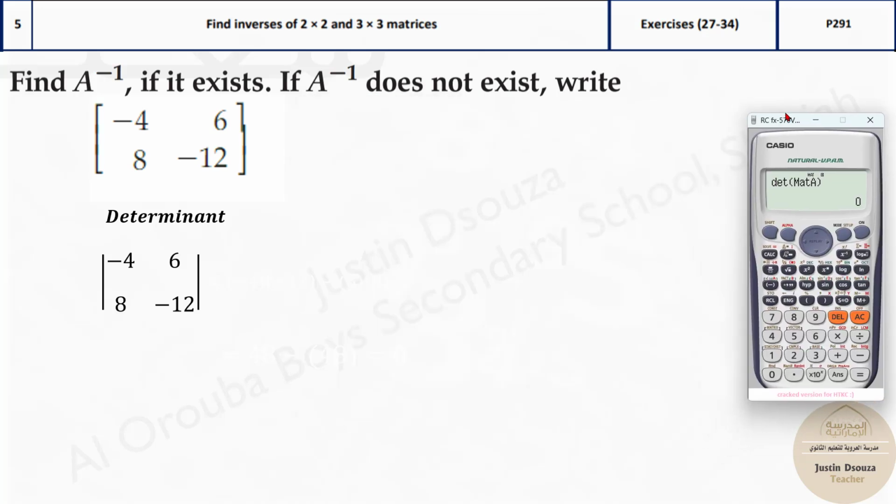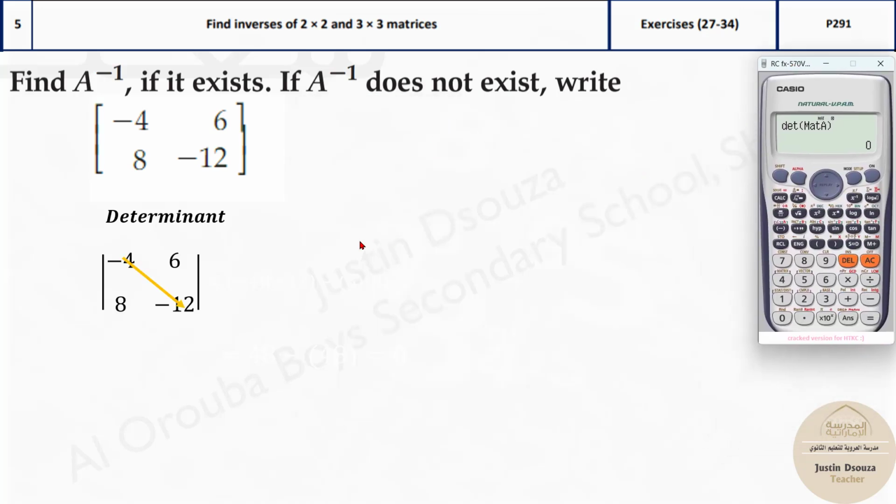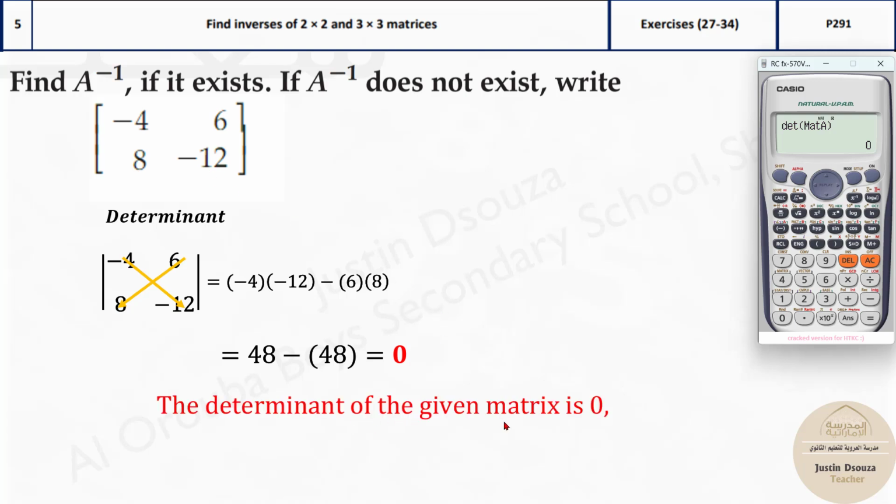Over here, I have done the written method. You can follow this as well. But the calculator method is more than enough. You just have to find the determinant. These opposite things are multiplied to each other and minus the other thing. So it's first left to right minus right to left. And then find the determinant. Your determinant is 0. That means this is a singular matrix. The inverse does not exist.